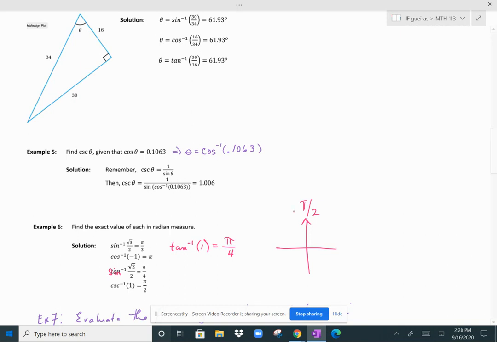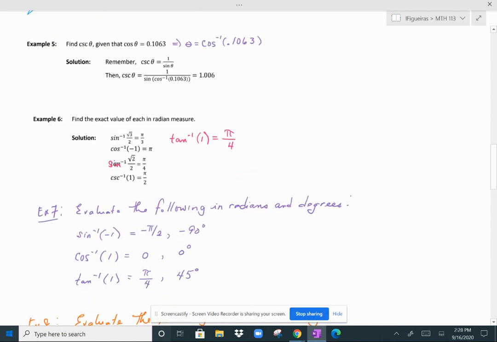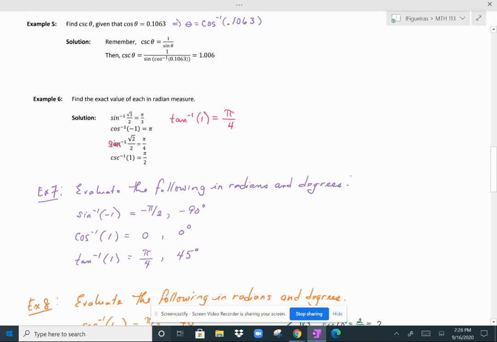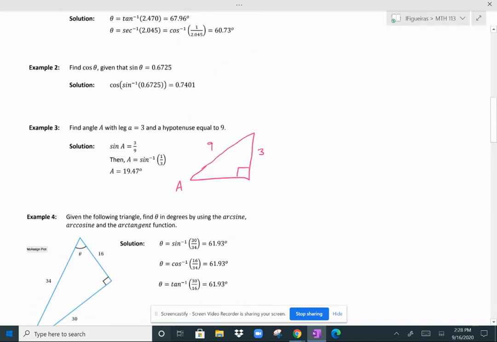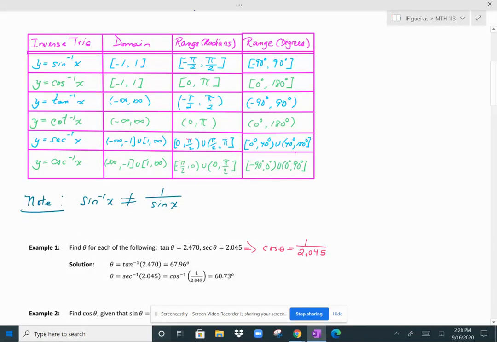All right, so let's do another example. We want to evaluate the following in radians and degrees. So it's more of the same, and these are all quadrantal angles. And actually, I just did this one above. Sine inverse of negative 1. So remember, normally, negative 1 is down here, and you would say 3 pi over 2, but I'm going to remind you of what you had way at the beginning.